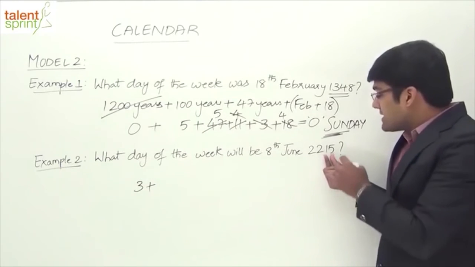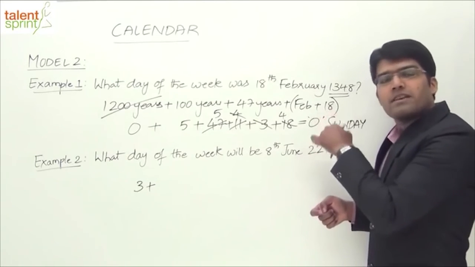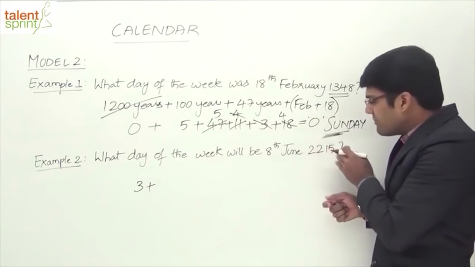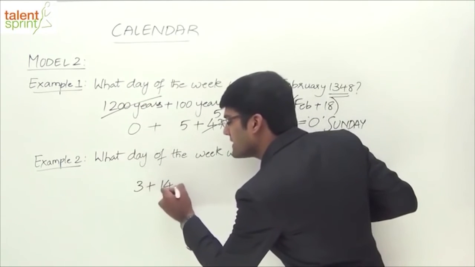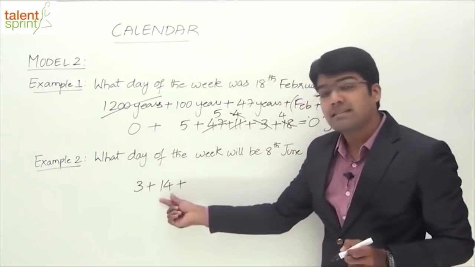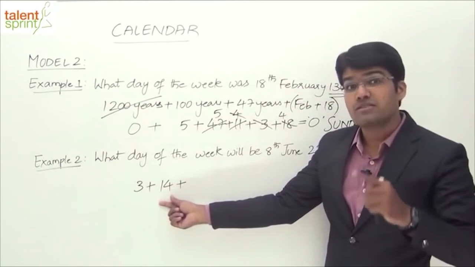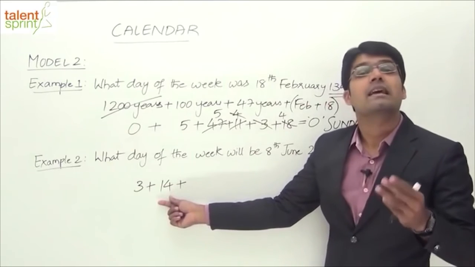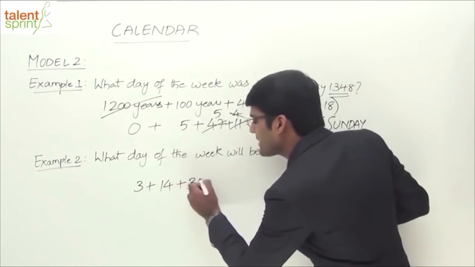Now we need not consider the 15th year, because we have to calculate the day of the week for a date in the 15th year itself. Only the previous 14 years, right? The previous 14 years will have 14 odd days. But in these 14 years we have 3 leap years, right? 0, 4, 8 and 12. And 3 leap years give us 3 additional odd days. So plus 3.